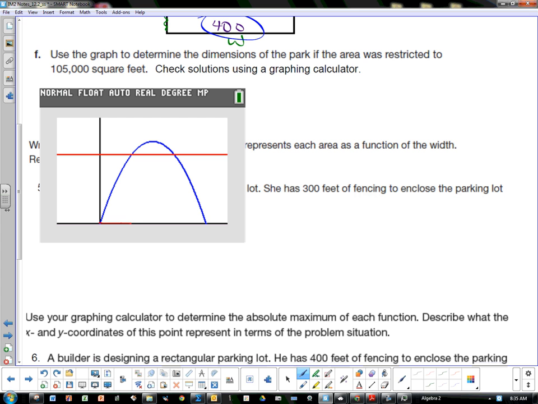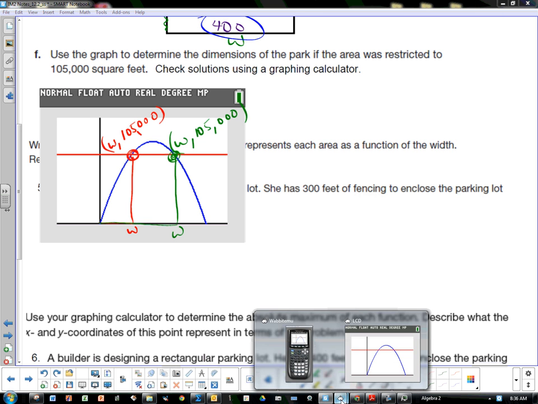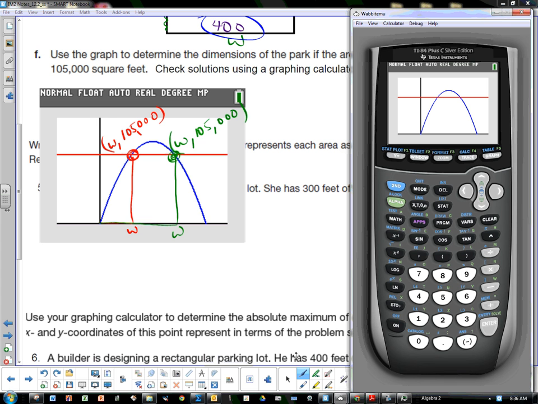If I go right a certain amount and up, you know what that point means? That point means at a certain width, the area is 105,000, isn't it? Because that's how high that line goes up. And this one over here means if I go to the right a certain width and I go up, that is a width, comma, 105,000. Do I have two possibilities here? I absolutely do. And on a calculator from Integrated Math 1, you already know how to find those intersections. What are the buttons?